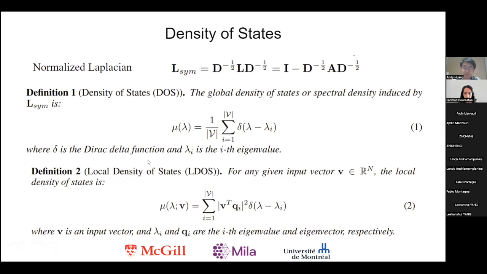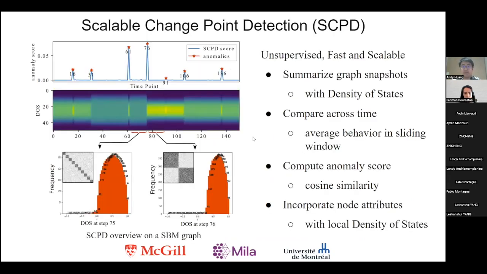And with the local density of states, this enables us to actually look at how the node attributes that you have on dynamic graphs can interact with the eigenvectors of the graph on a large scale graph. Okay, so here we propose the scalable change point detection called the SCPD method. And the intuition is as follows.